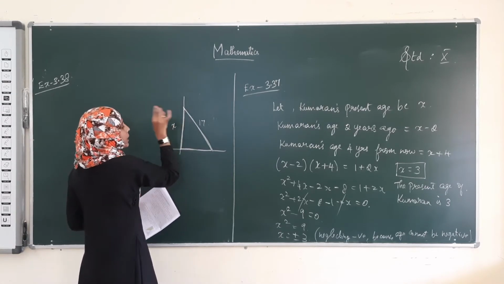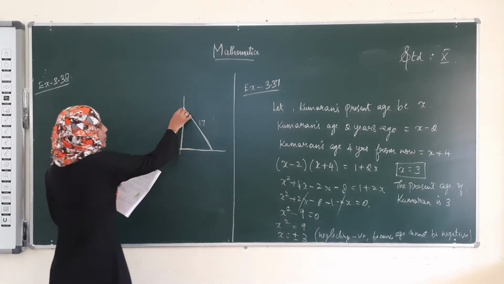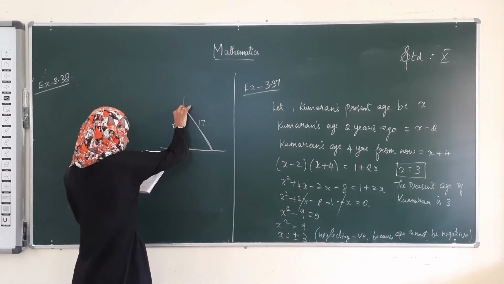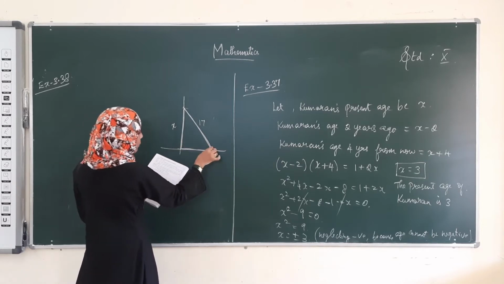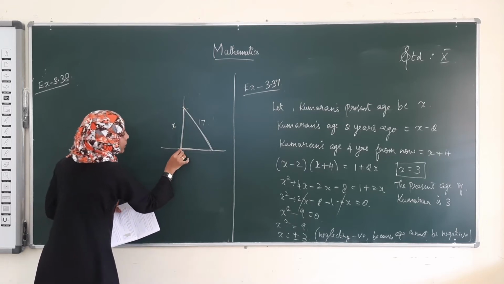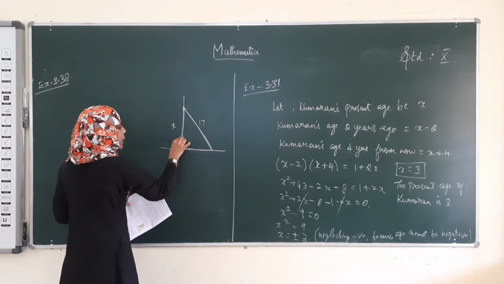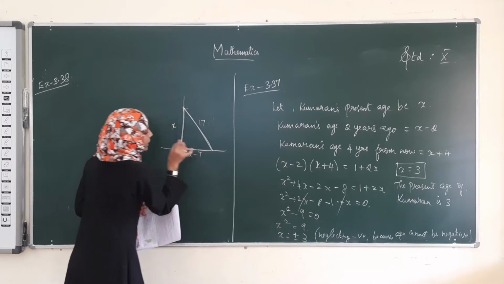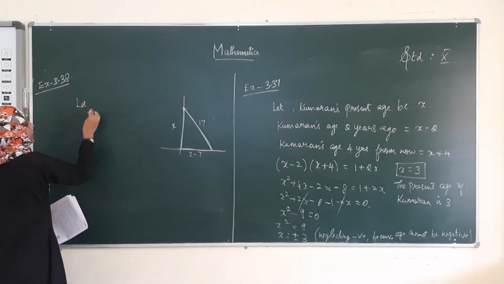Let this be x. We have to find the height of the wall, from here to where the top of the ladder meets. The distance between the bottom of the wall and the bottom of the ladder is 7 feet less than the height of the wall. The height of the wall is x, therefore the distance is x minus 7.